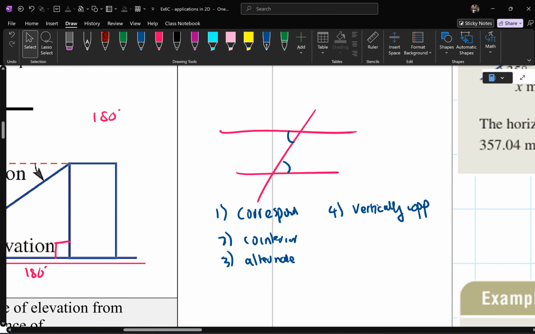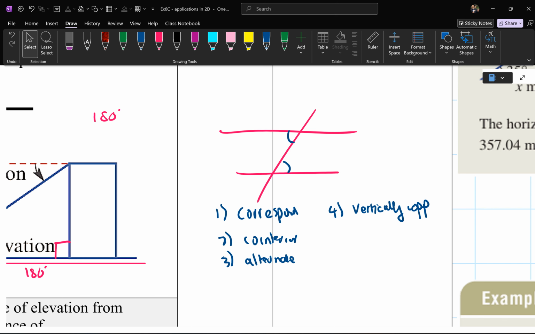So vertically opposite is when they're directly opposite to one another. Corresponding is if they're on the same side of the transversal line. One's on the top, one's on the top, one's on the bottom, one's on the bottom. Alternate is when they're doing exactly the same thing. They're either interior or they're exterior. But that's why we know these two angles are the same. Okay?